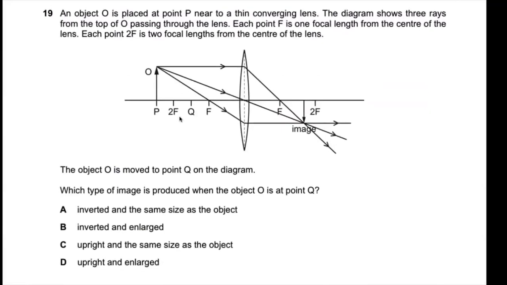Again, 19 is not really difficult. It has to do with you just recalling the lenses cases. So right now the object is placed beyond 2f. So this leads to an inverted diminished image, as you can see.